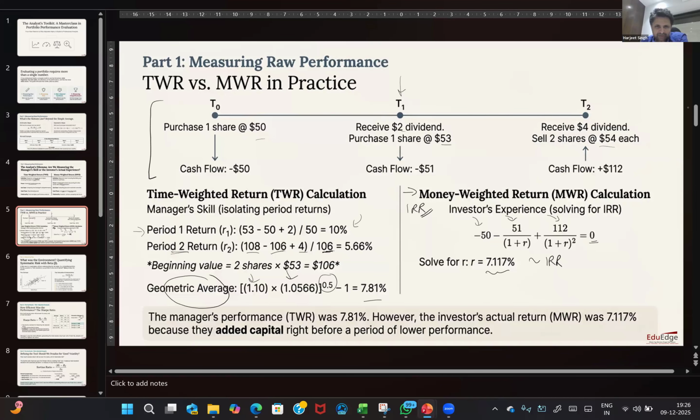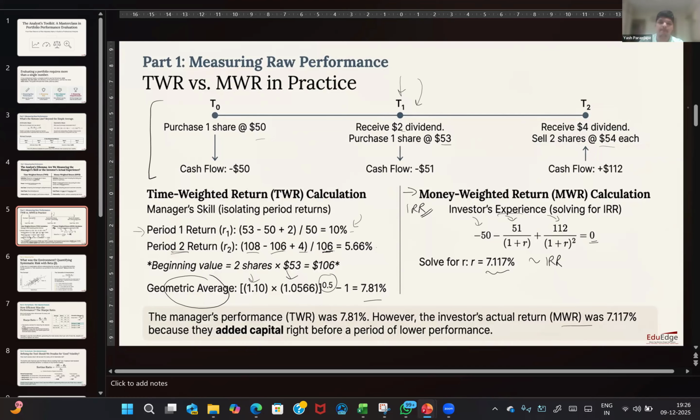So that is how it's calculated. Make sense? Also, if you note, your MWR is lower for the investor. And the core reason here is that, if you observe, the investor added money after earning 10%. And then the second period return is only 5.66%. So that drags down the money weighted return. So that's the reason why MWR is lower.